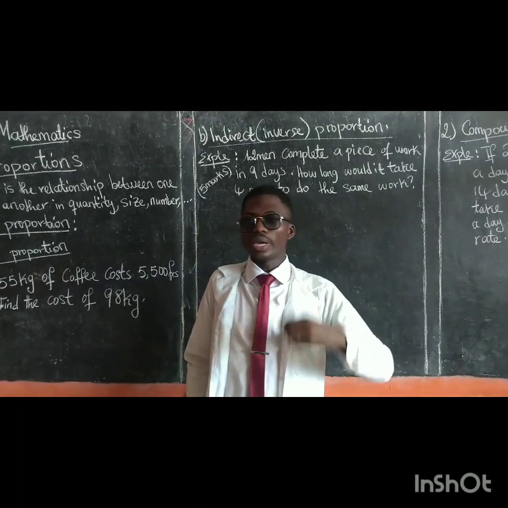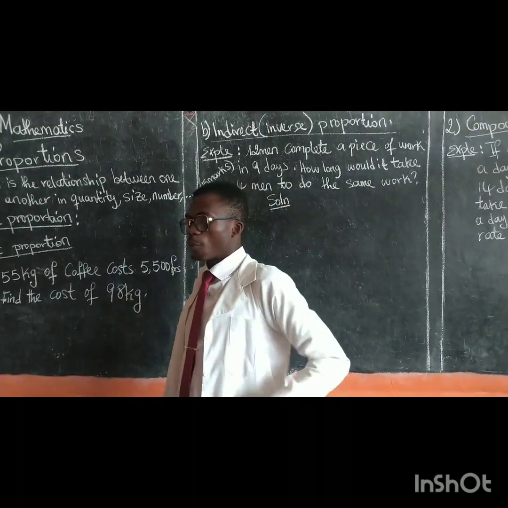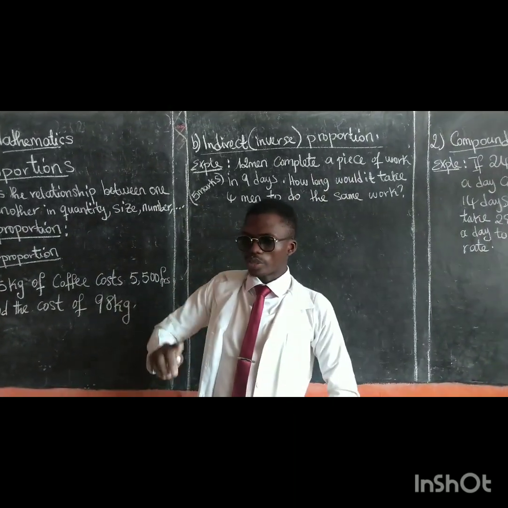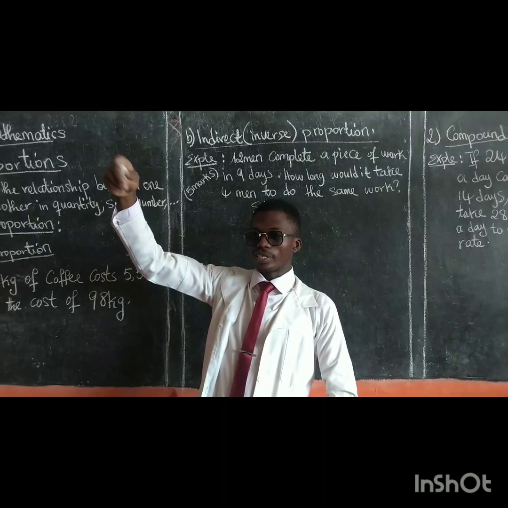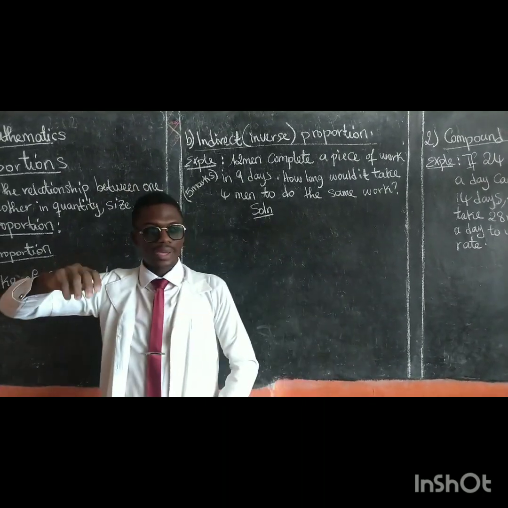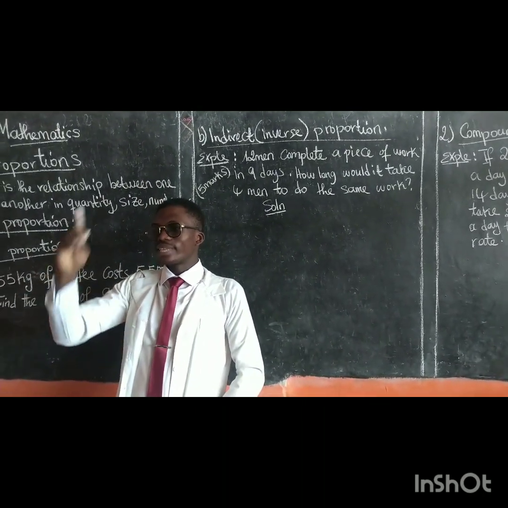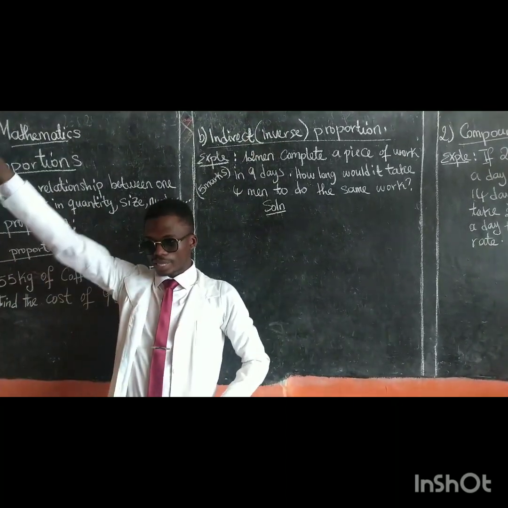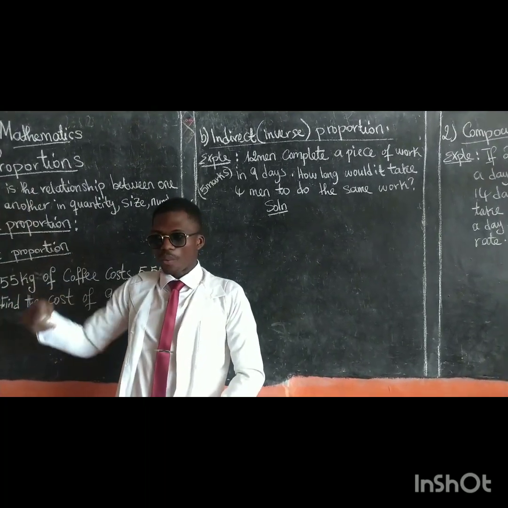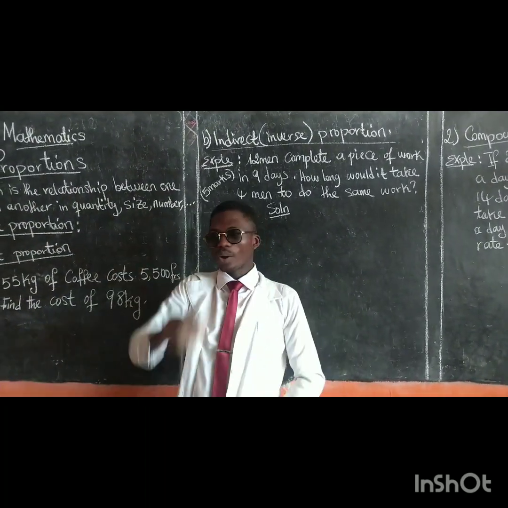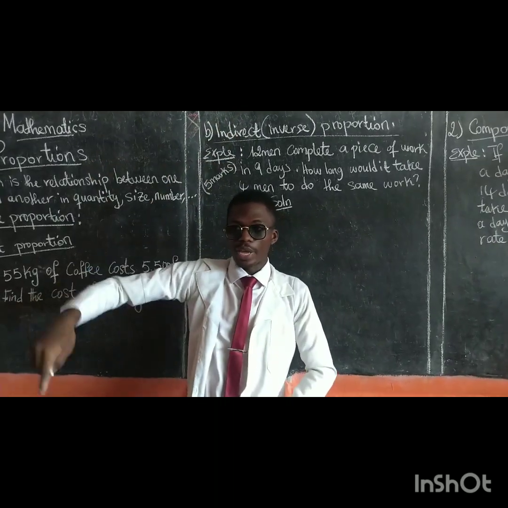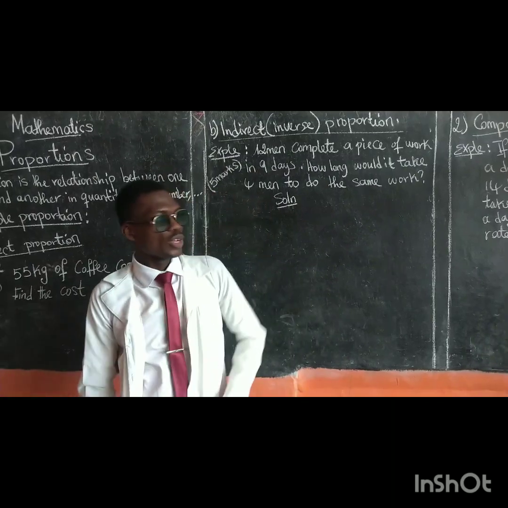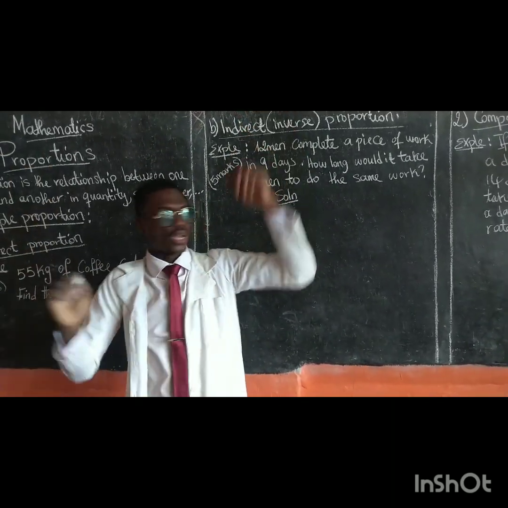Inverse proportion. So indirect proportion means inverse proportion. In an indirect proportion, when one quantity is increasing, the other quantity drops. Is that okay? Yes, sir. I said that in direct proportion, when one quantity is increasing, the other quantity increases. But now, in an indirect proportion, when one quantity is increasing, the other one should be decreasing. So one must increase, another one should decrease.